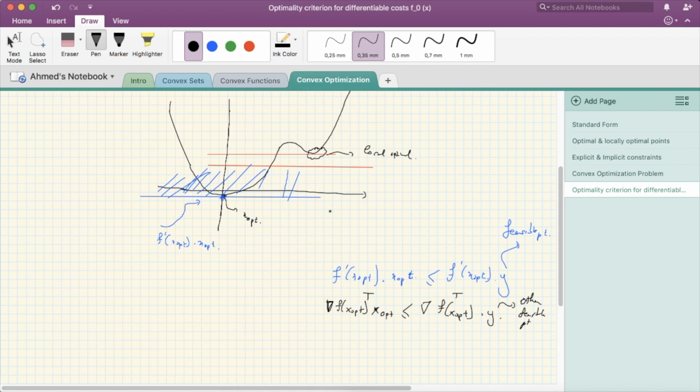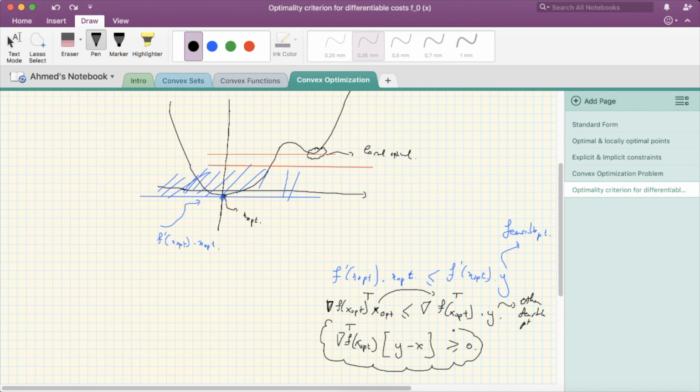Written differently, you can say the gradient of f at x opt transpose, if I factor y minus x opt, is positive. So this is my optimality criterion for differentiable costs. Indeed, for all y that are feasible.